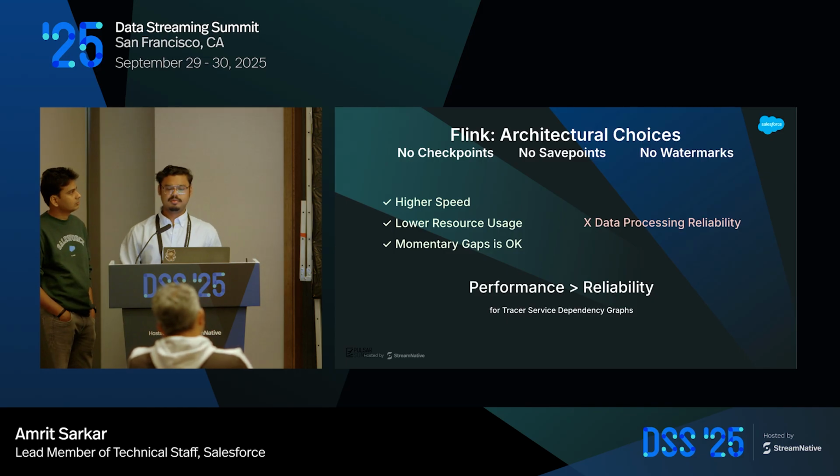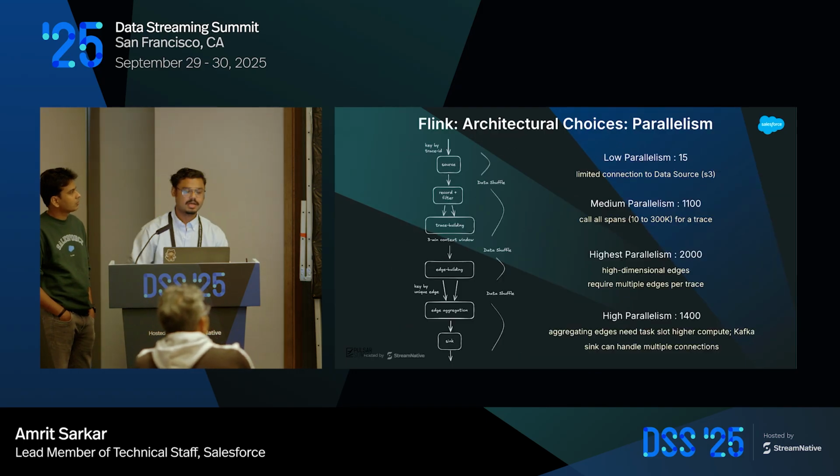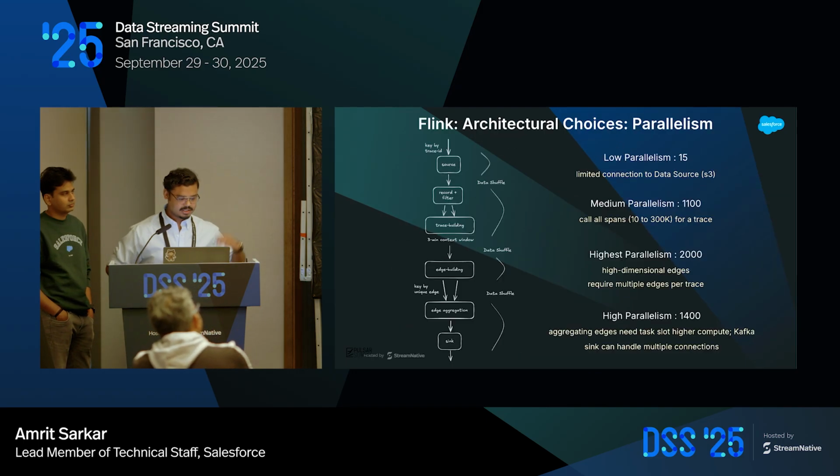Ultimately, let me get there very quickly. What really happened in those 4 stages, you can see there are around 7 operators. We divided them into 4 stages. The first stage is to just read from the source. Second is the trace build. Third is edge building. And the fourth is aggregations. We concluded in that manner.